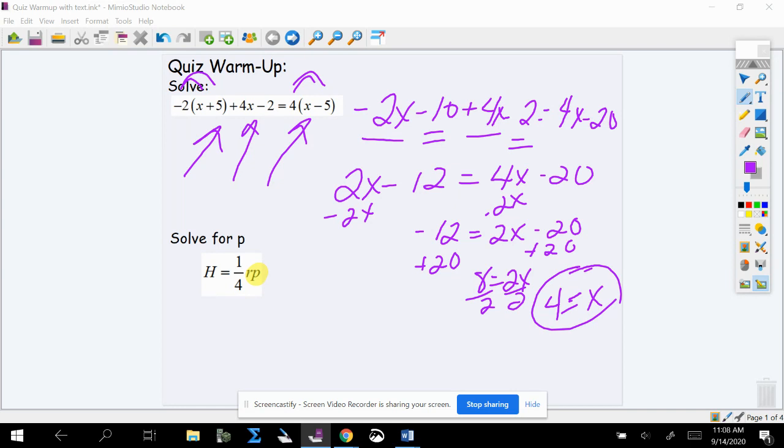So first thing I'm going to do is get rid of the 1/4. The way I do that is I multiply by the reciprocal. So I'm going to have 4h equals rp. And then to get rid of the r, currently it's multiplied, so I'm going to divide by r. And that is your answer. That's how we go into rewriting a literal equation. We isolate the variable that we're trying to solve for.